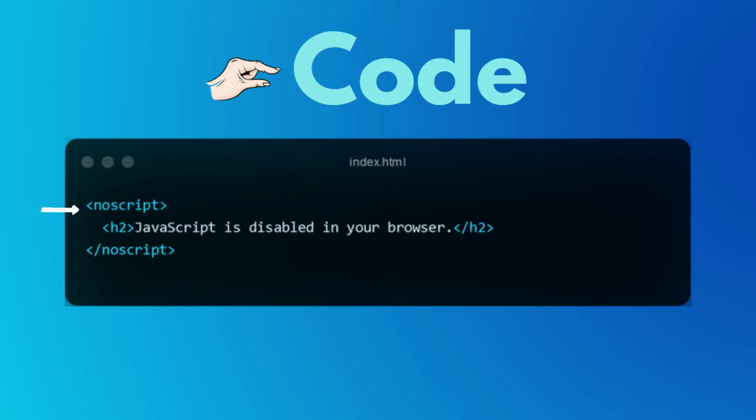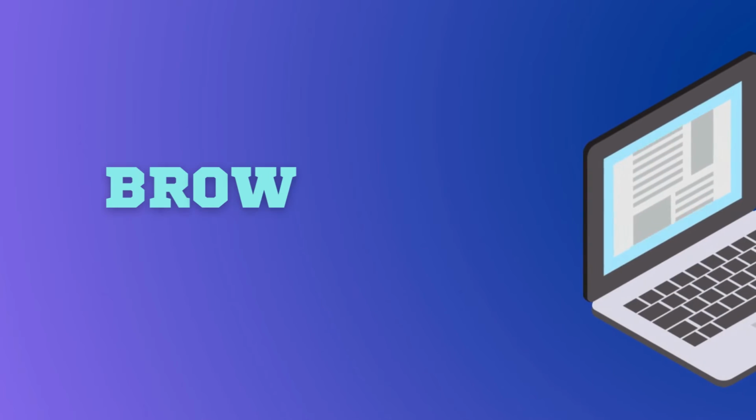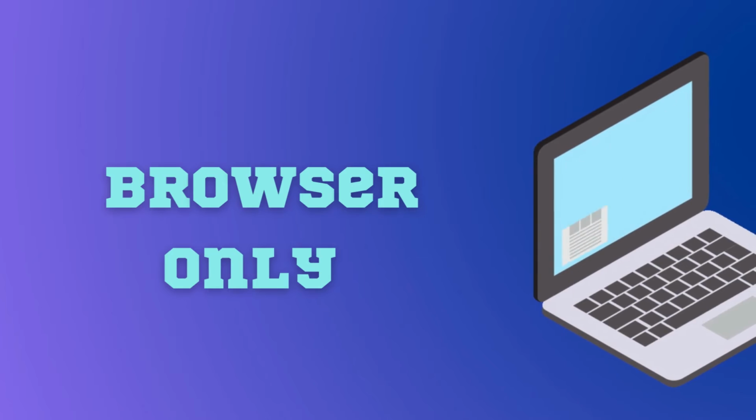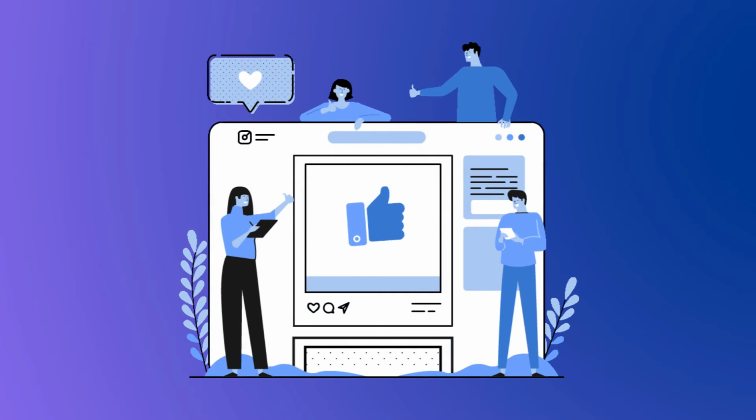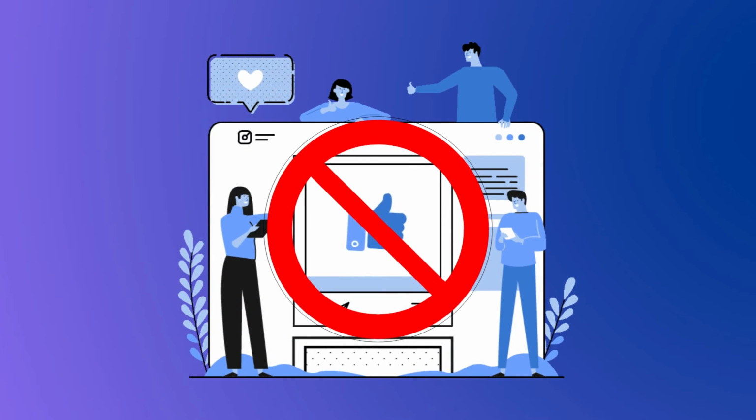The content inside the noscript element is rendered by the browser only when JavaScript is disabled. It provides a fallback mechanism for a component that will stop working without JavaScript.